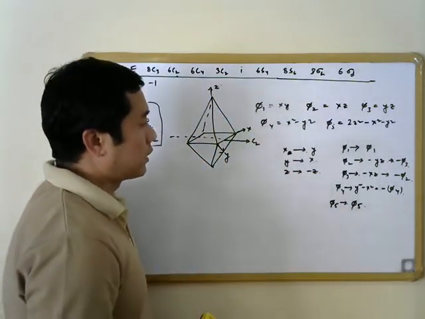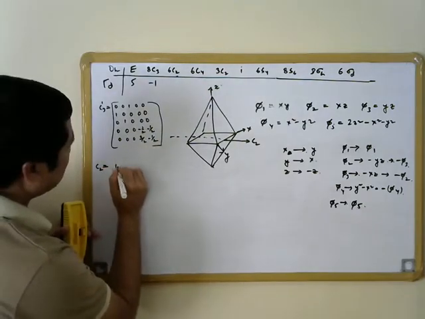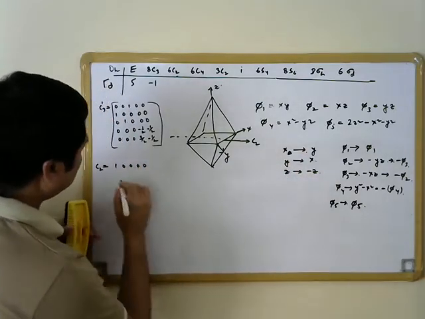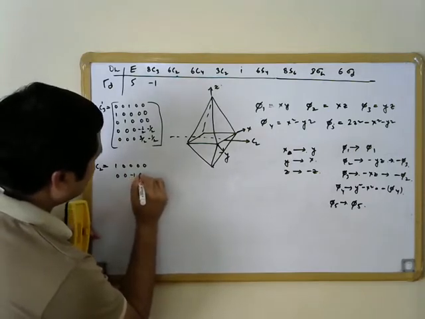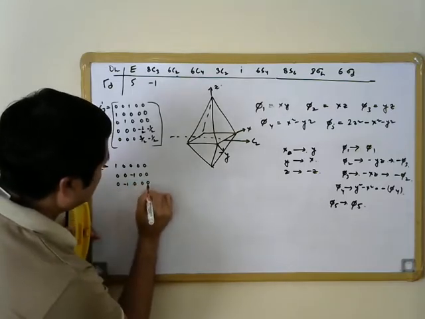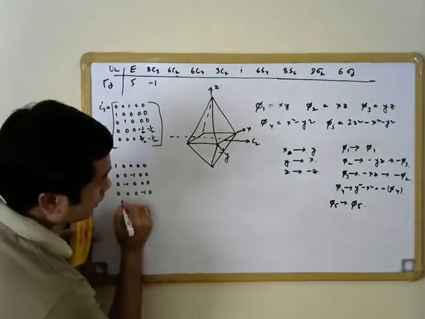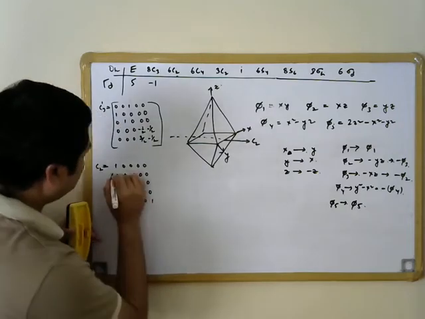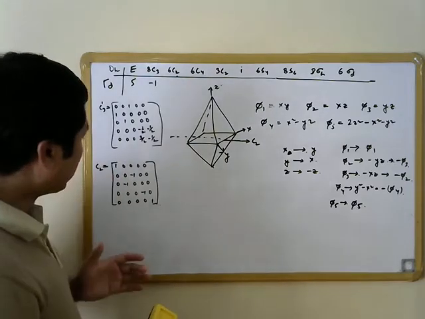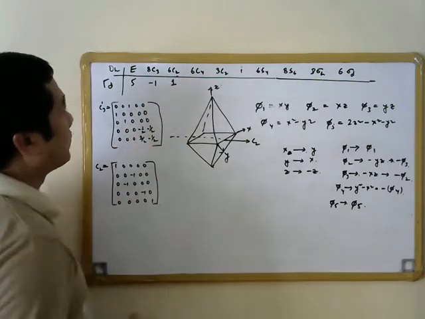It does not change. So the matrix representation for the C2 operation we can write based on this, because phi1 remains phi1: 1, 0, 0, 0, 0. Then phi2 becomes minus phi3: 0, 0, minus 1, 0, 0. Phi3 becomes minus phi2, and phi4 is minus phi4: 0, 0, 0, minus 1, 0, and phi5 is phi5 itself. So this is the matrix representation for the C2 symmetry operation, and if we look at the character here, it is going to be equal to plus 1.